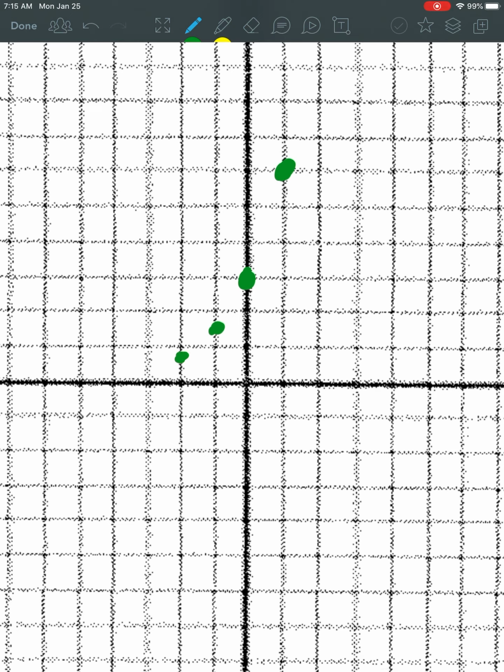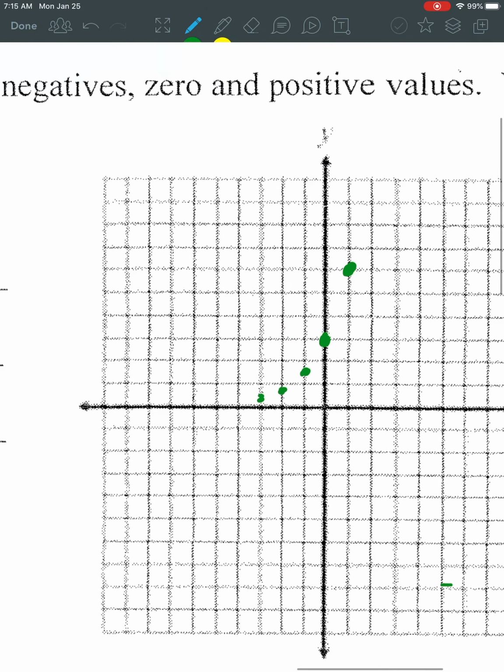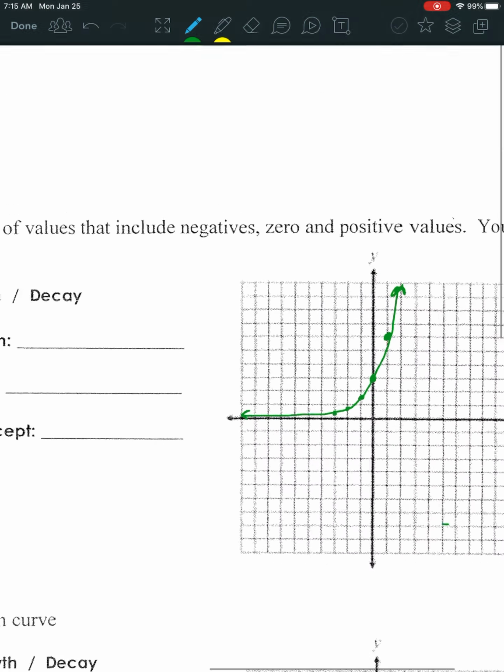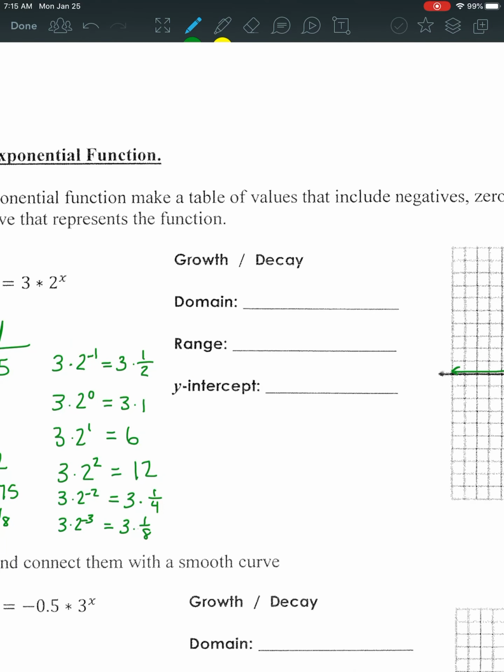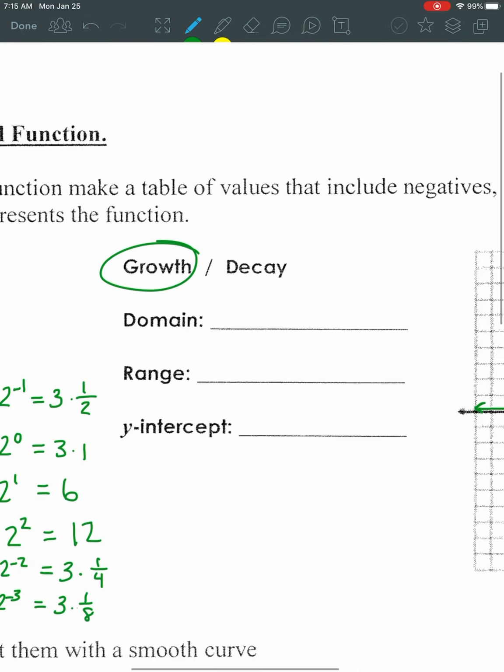So negative 2.75 is about right here. Negative 3/8. You're going to notice this is going to come awfully close to the x-axis, but if we kept going backwards and backwards with these negative values, it's never going to actually touch that 0, that x-axis. So it's going to look something like this.